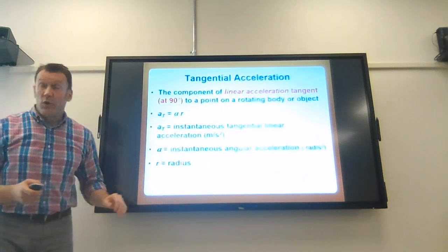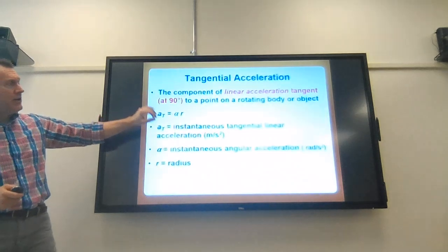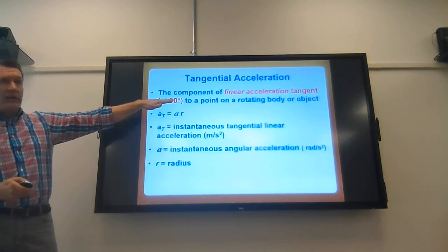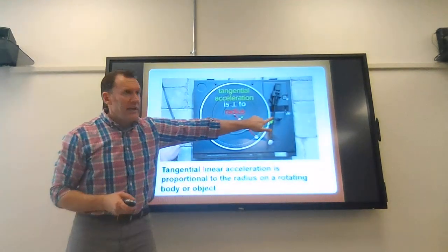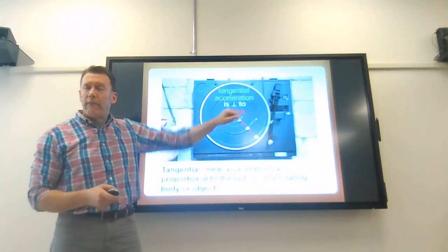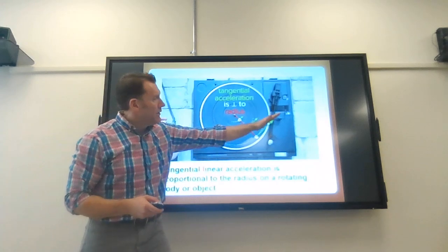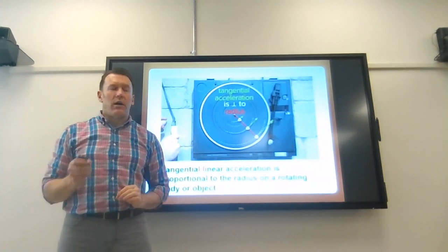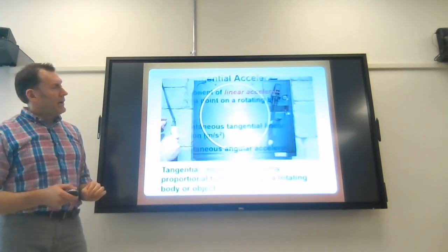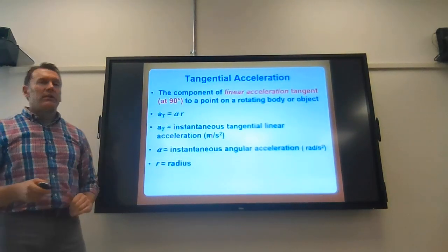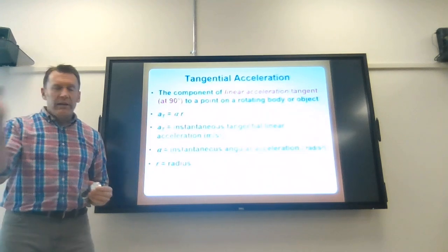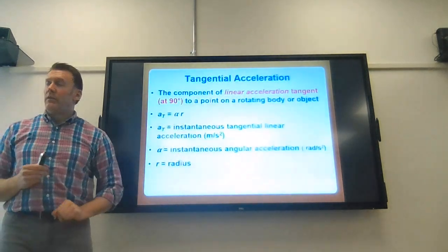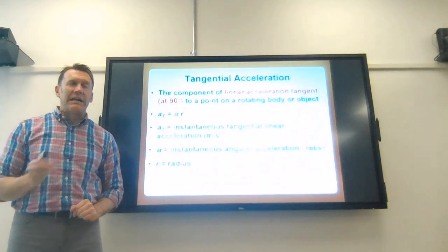So if we go back and look at the formula, okay, so linear acceleration, tangent, okay, which is 90 degrees. Okay, so if we go here, aren't all these angles 90 degrees? Yeah. So this is linear acceleration that is tangent, 90 degrees, to a rotating body or object. So if we go back, okay, so it's the angular acceleration, so the rate of spin in a body or object multiplied by the radius, so how far from the axis of rotation.